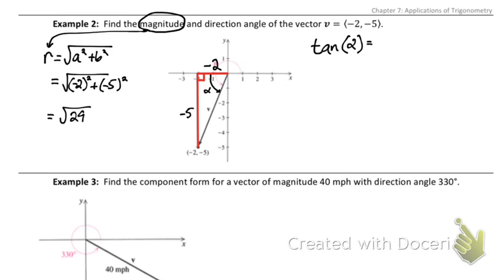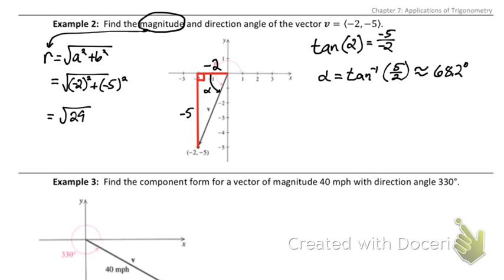Tangent of alpha equals, tangent is TOA, so that's opposite, which is -5, over -2. But just like Ahmed said, I have to take the tan inverse of both sides. 5 over 2 is just going to be 5 over 2, not negative, because a negative divided by a negative equals a positive. So alpha is going to equal about 68.2.